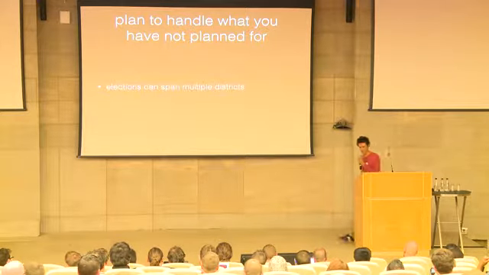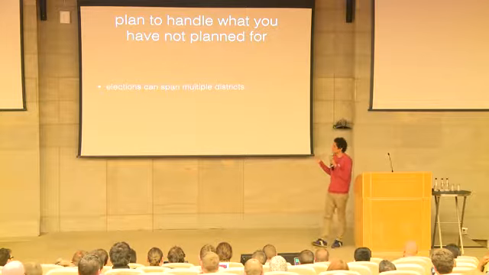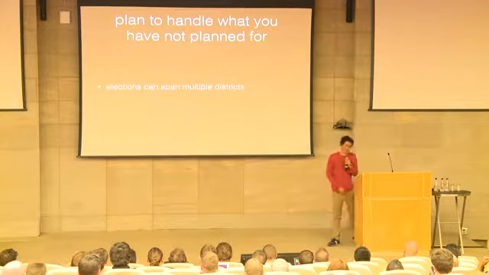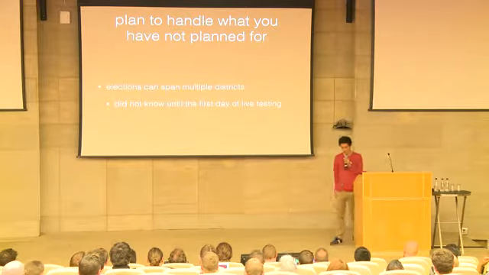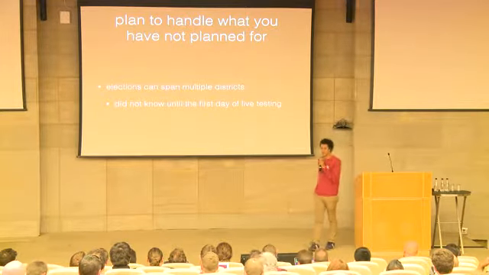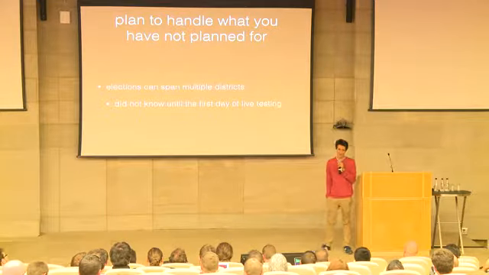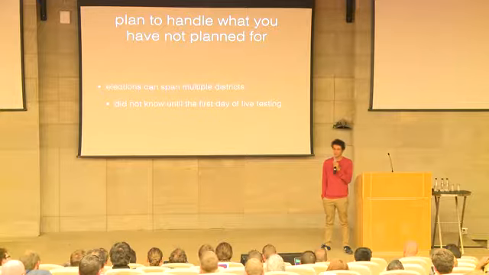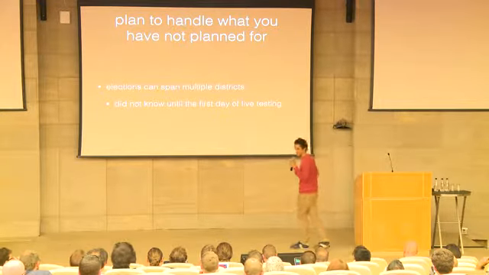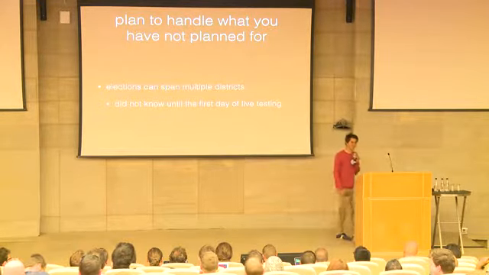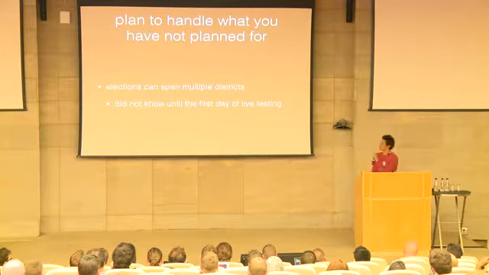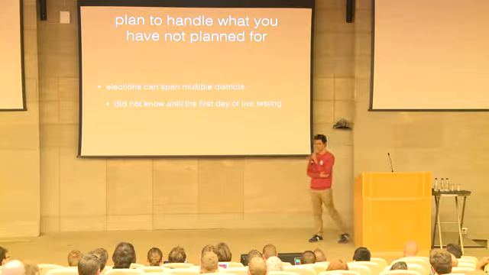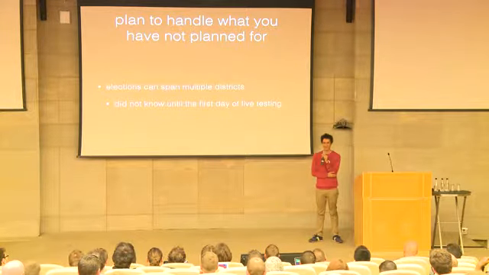One of those things that we didn't plan to handle was the elections, that elections can span multiple districts. So we found this out the first day of live testing. This was before the election happened. This was, I think, 2 days before the election happened. Yeah, Elliot remembers that. That's fun. It's not like this was anybody's fault that we didn't know this. The data wasn't described that clearly, and we didn't have enough time.